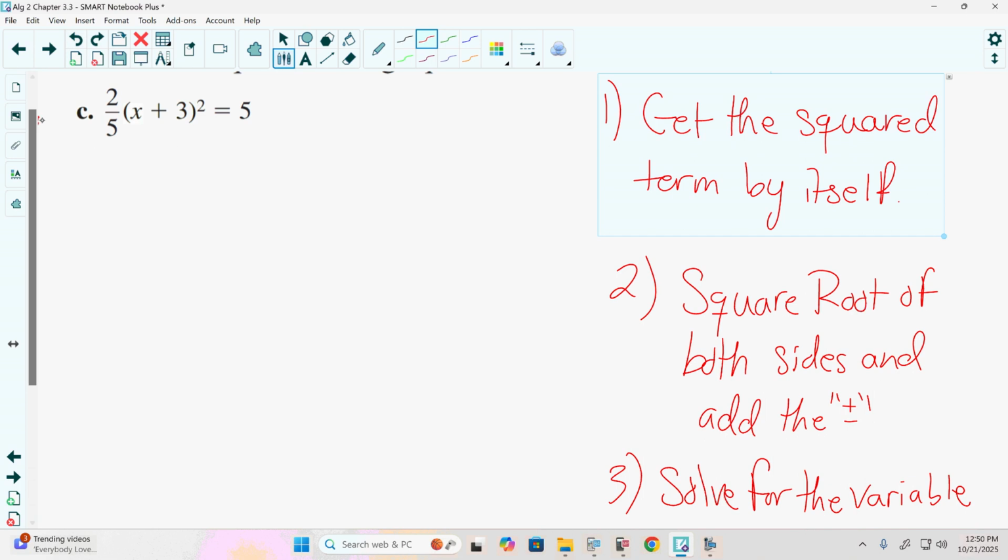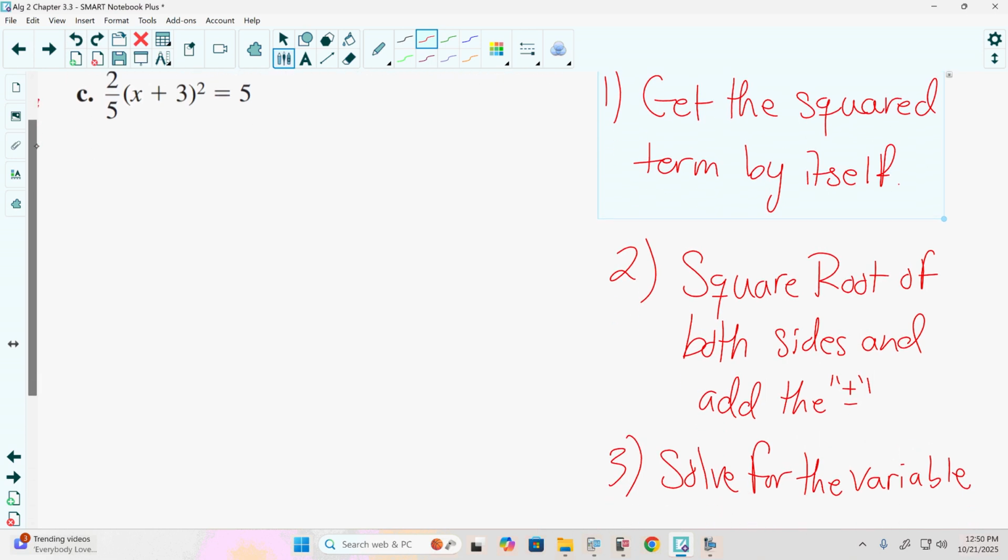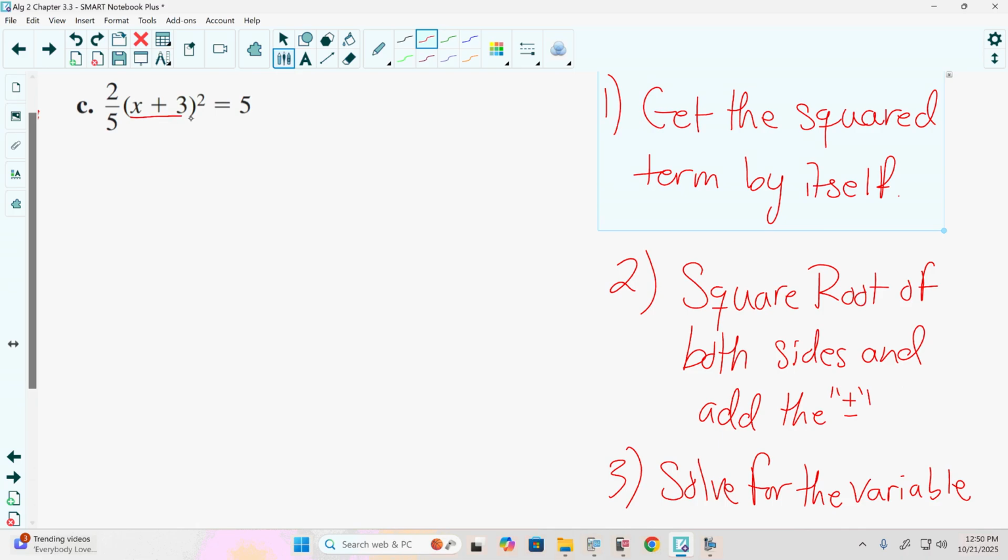Now, when we use the square root method, the first thing we're going to do is get the term being squared by itself. So we want to get this whole term, the x plus 3 squared, that singular term by itself. And we can do that by adding or subtracting any numbers outside the parentheses. Now, since there aren't any, we're not going to have to add or subtract. The only thing we're going to have to simplify is the 2/5.